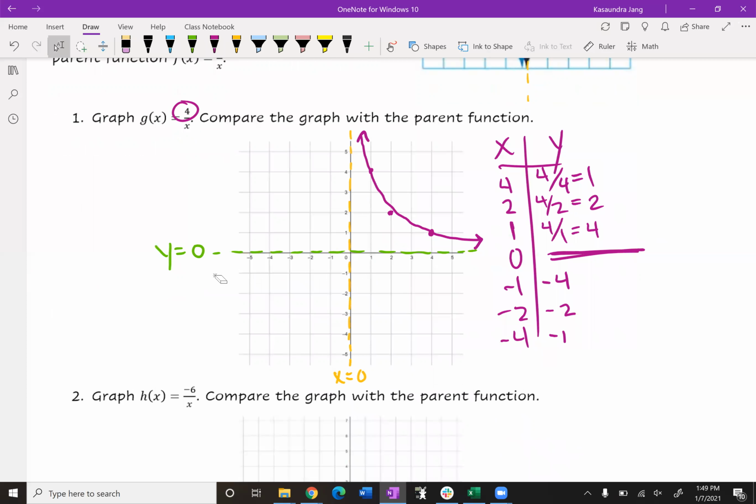All right, you ready, Tyler? We're going to plot points. I've got -1, -4, -2, -2, and -4, -1. All right, it's looking like a very similar curve, right? Just diagonal. I cannot cross the asymptote still, so it'll get really close to it, but not cross. There we go. All right, any questions on number 1?